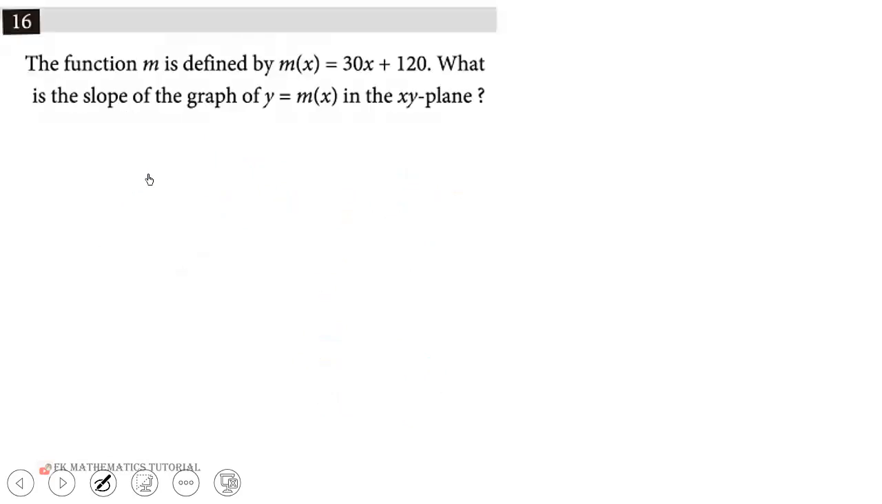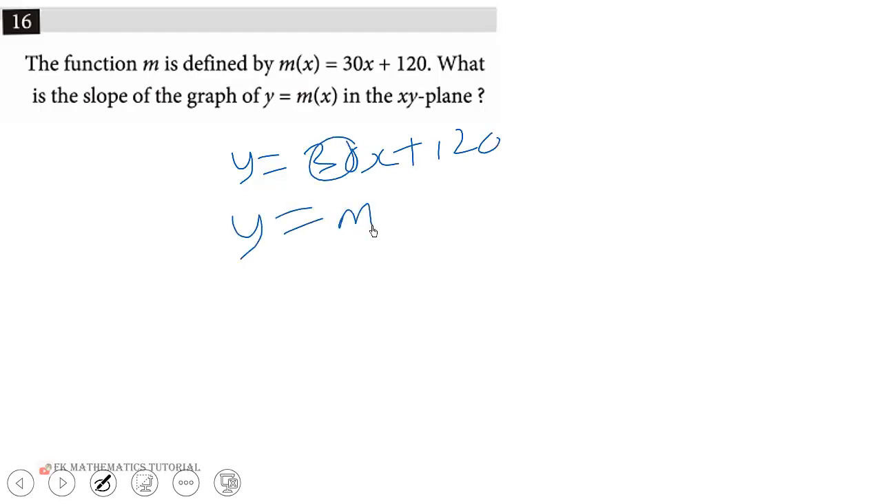The function m is defined by m of x equals 30x plus 120. What is the slope of the graph of y equals m of x in the xy plane? So y equals m of x will be y equals 30x plus 120. The slope is this. When you compare this to y equals mx plus c, m is equal to 30. Therefore, the slope is 30.